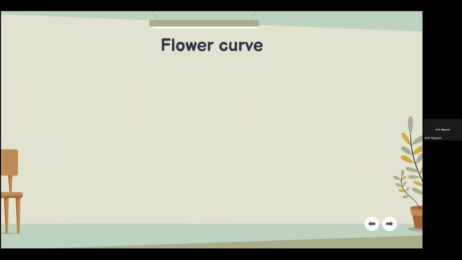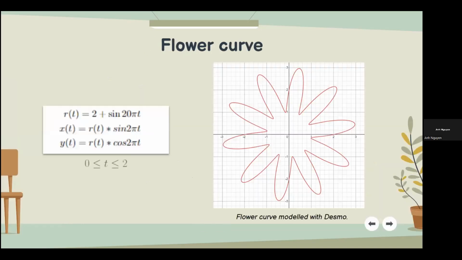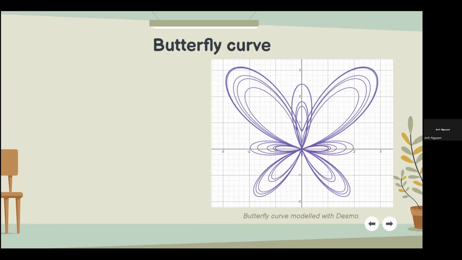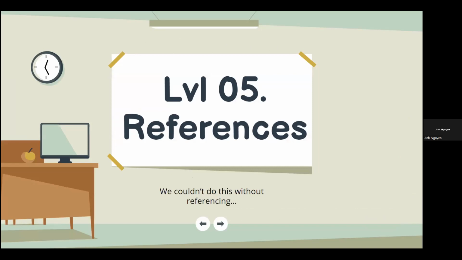Here are some examples that can be animated on computer using the parametric equations on the screen. Here's the flower curve, the donut curve, or even more beautiful, the butterfly curve. We couldn't do this without referencing these resources.